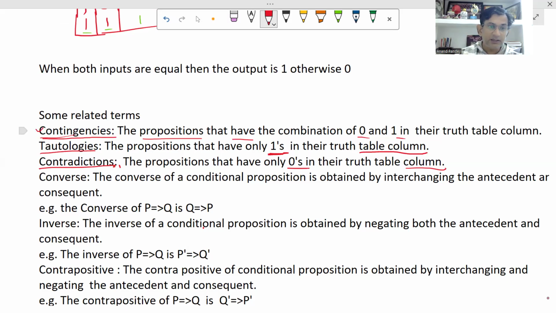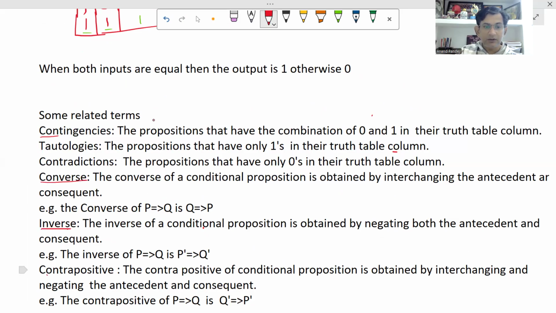So see, these three terms are interrelated. If there is a combination of 0 and 1 in that truth table column, the last column, that is called contingency. If only ones, tautology. If only zeros, contradiction. I hope these definitions are interrelated, so they will be easy to learn. Okay. So please remember these words: contingency, tautology, and contradiction. Sometimes you may have a question, a Boolean equation, and you have to verify or prove whether it is a tautology, contradiction, or contingency. So if you're getting only zeros, contradiction. If you're getting only ones in the last column, tautology. Or if you're getting a combination of 0 and 1, then that will be called a contingency.